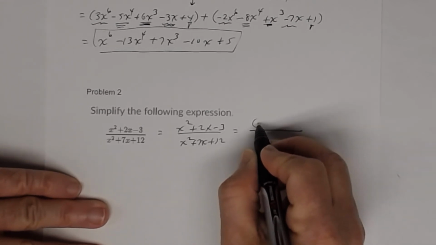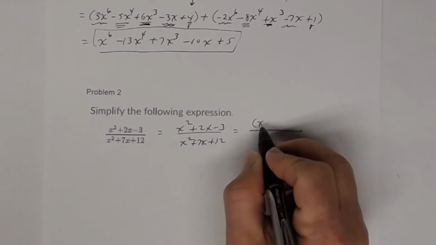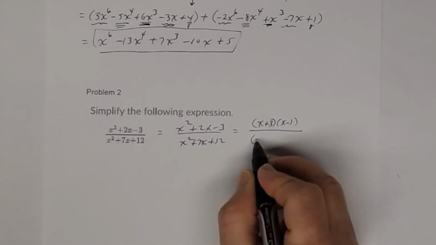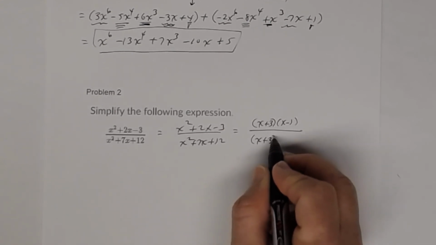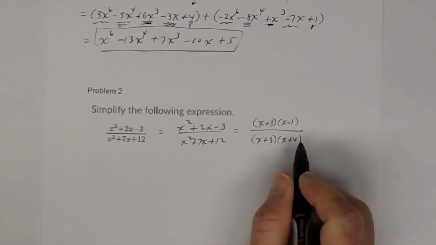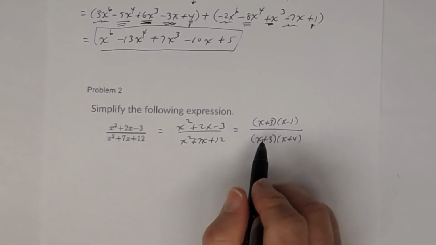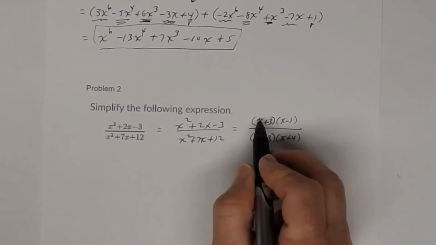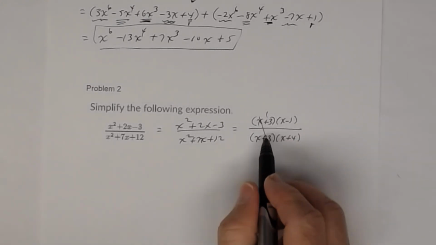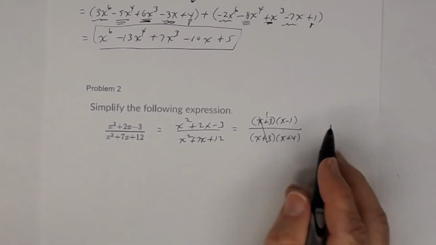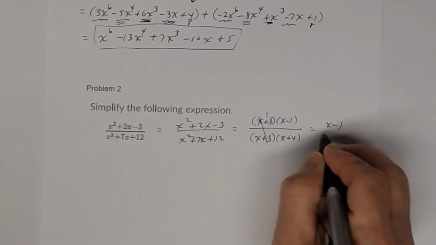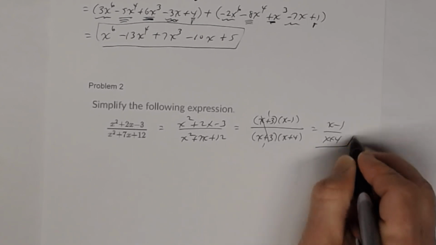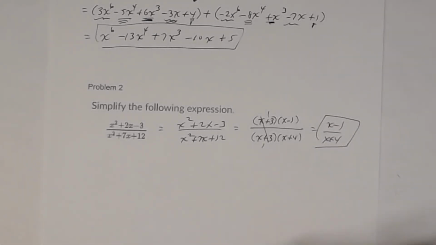And so when I factor the numerator, I'm going to get x plus 3 times x minus 1. And when I factor the denominator, I'm going to get x plus 3 times x plus 4. And then the next step is to reduce your common factor. So these two factors are in common, so I can divide those. So I get 1's in that place. So 1 times x minus 1 is x minus 1, and 1 times x plus 4 is x plus 4. And there's your answer. Okay, so that's number two.